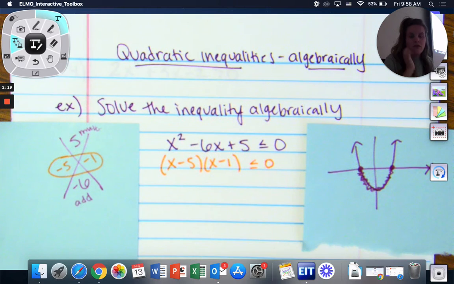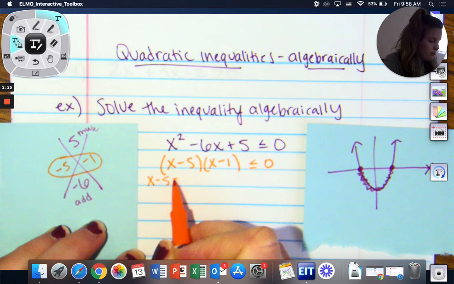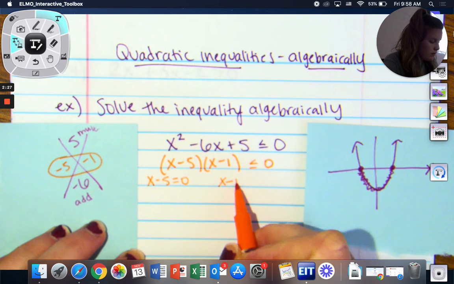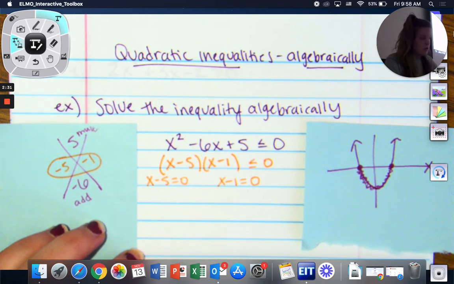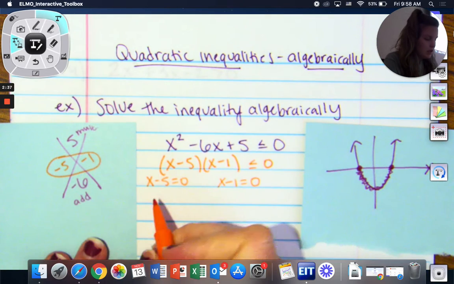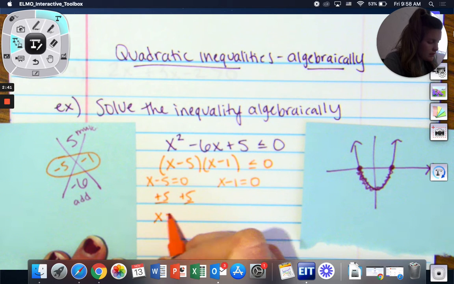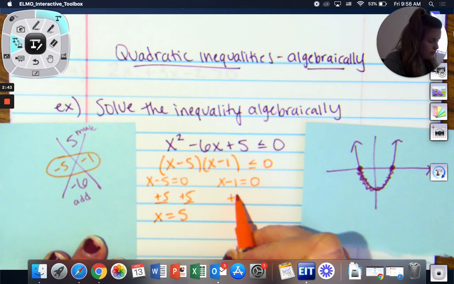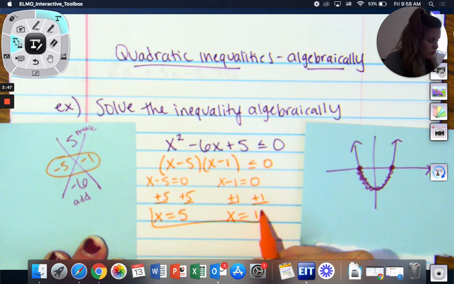Then we still want to go ahead and get our solutions. So we can set them both to 0 and go ahead and solve. We can change them to equal signs here because we're looking for these exact points. So those are equal signs. We'll come back to the number line or the inequality in a second. Plus 5, plus 5, so x equals 5. x equals 1. So those would be your solutions.